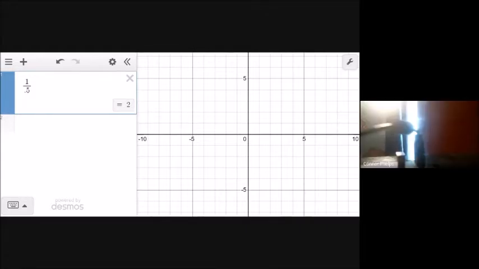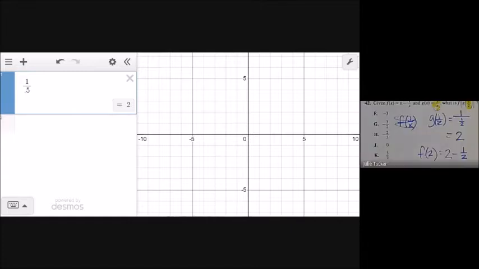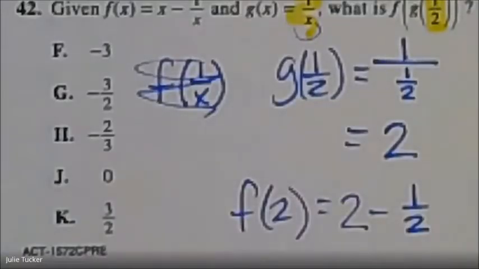You make it bigger. Oh, goodness, you're on Desmos. Hold on. There you go.